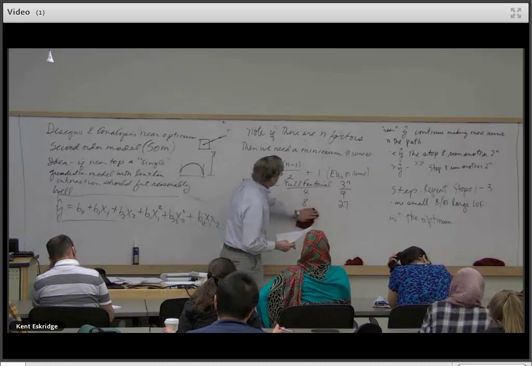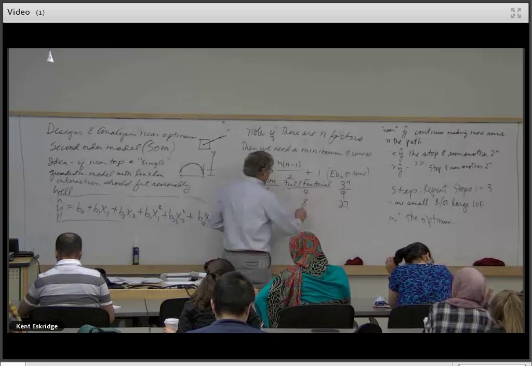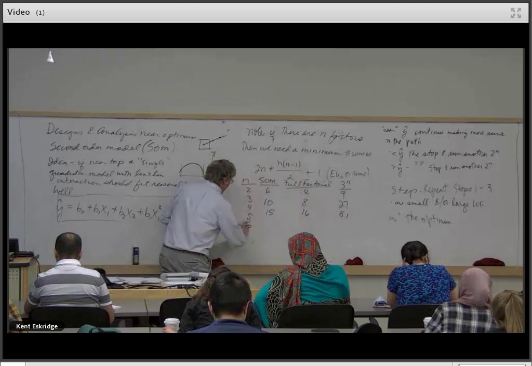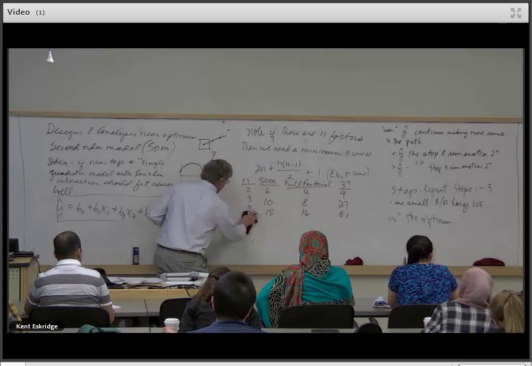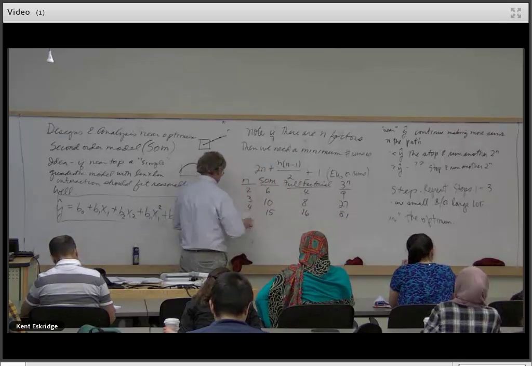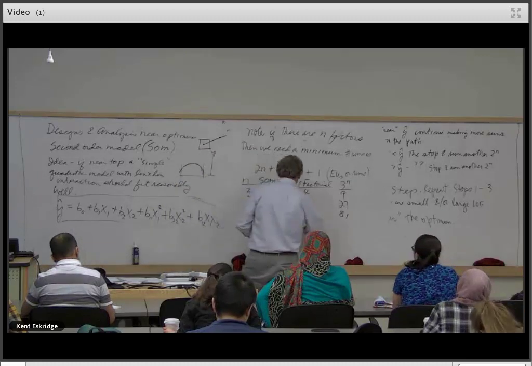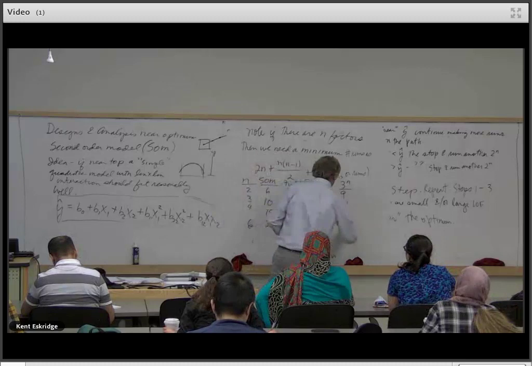No, that's 16. 16 is 81. And then if I got 5, let's just do 6 here. 6 is 28, 64, and 729.